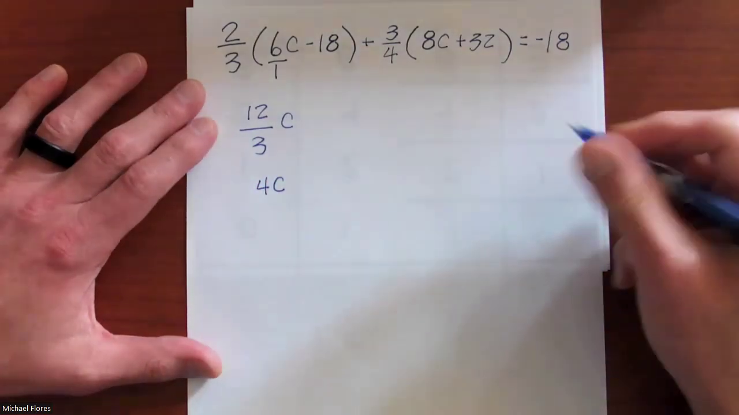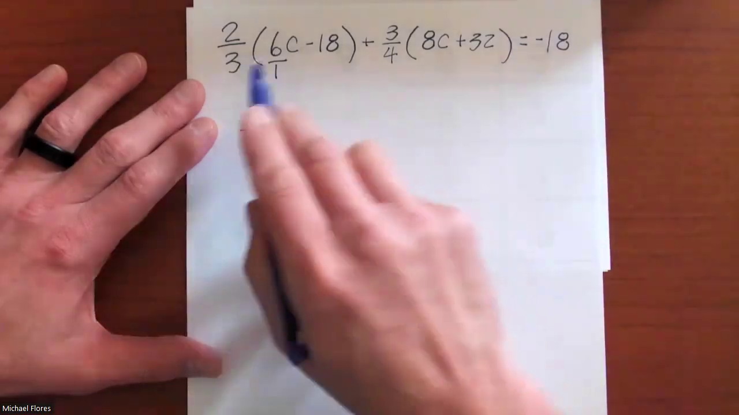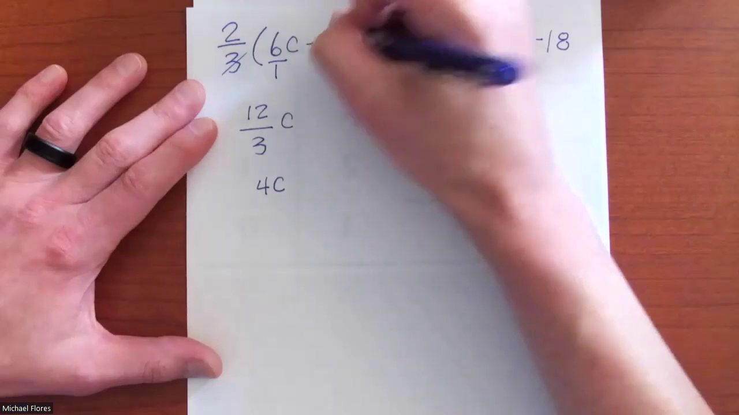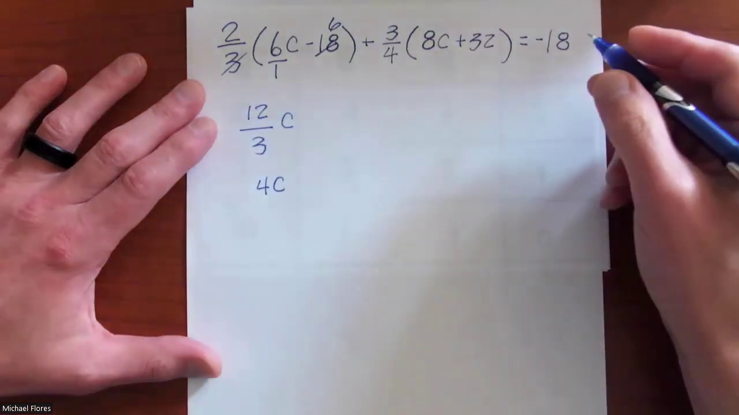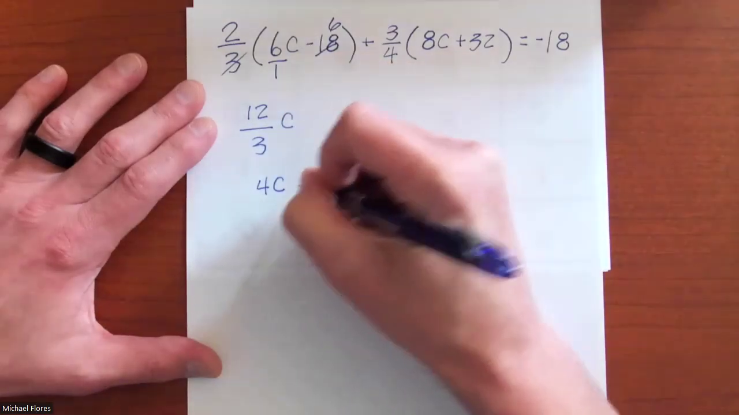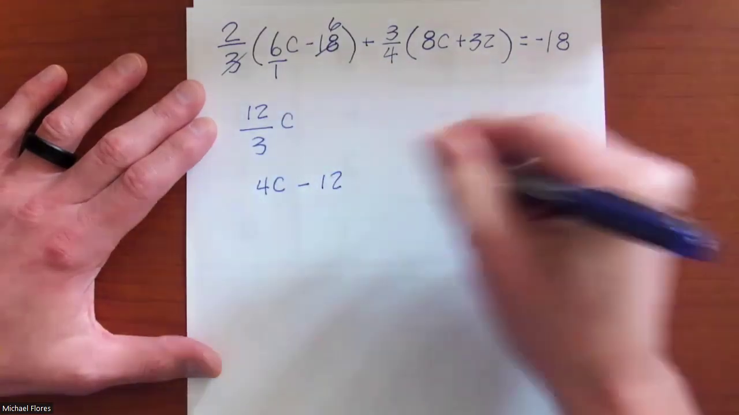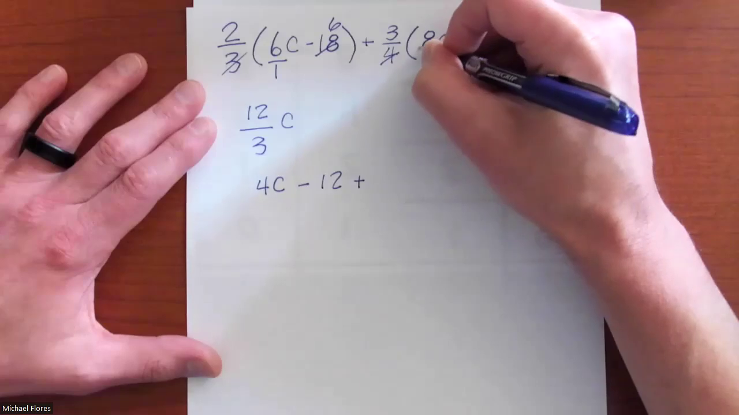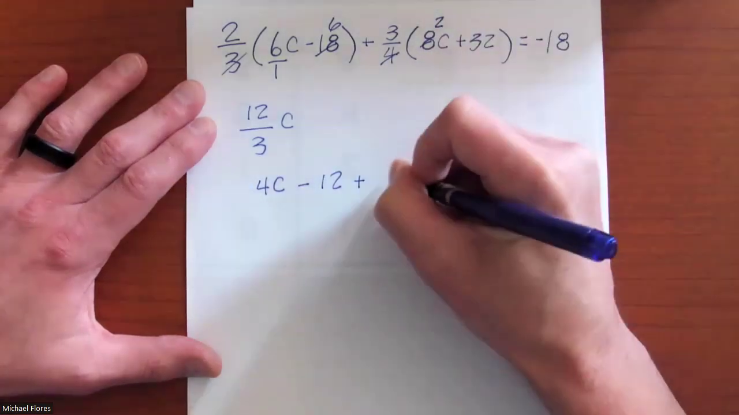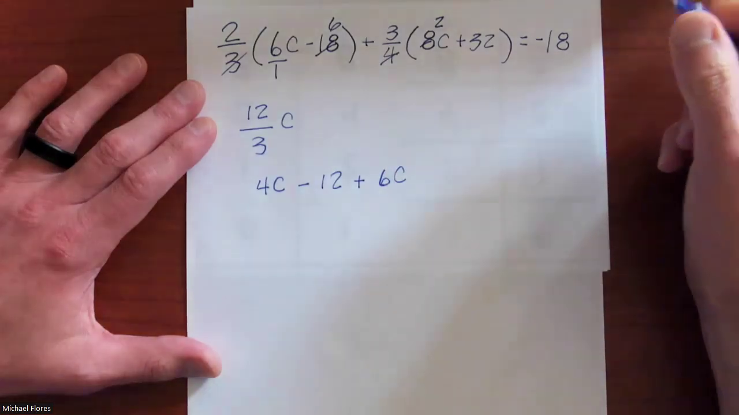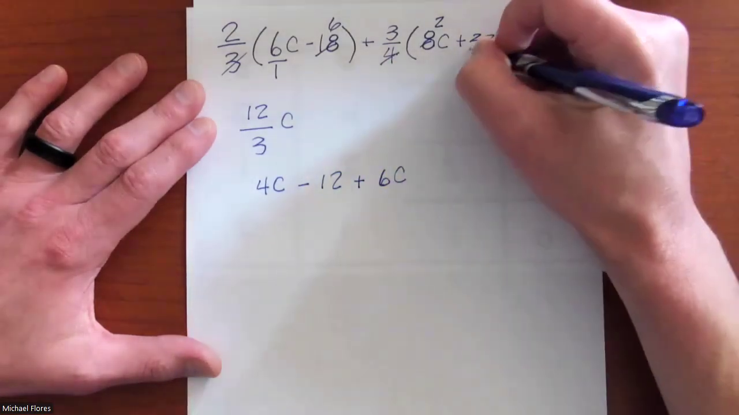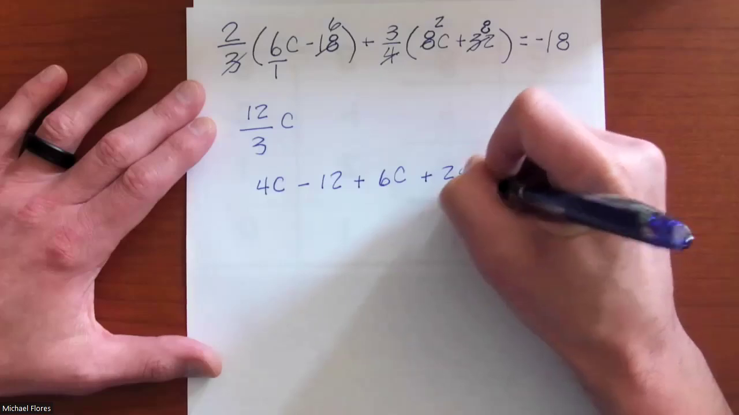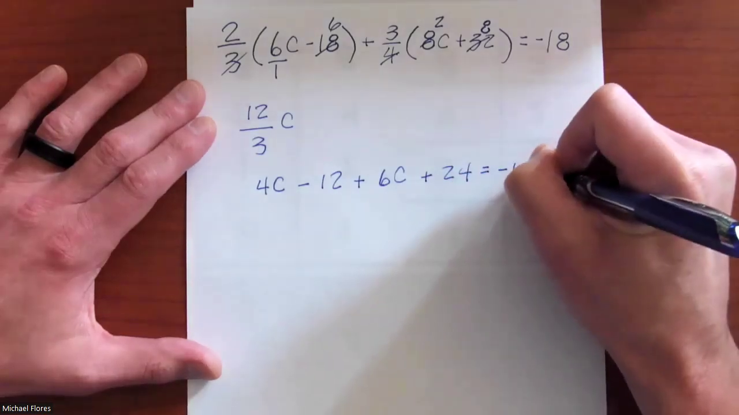See that? Okay. Now that I've shown you how to do that, I'm going to go a little bit faster, okay? I'm going to do some cross canceling. 3 goes into 18 6 times, and 6 times 2 is 12. But don't forget there's a minus there. Plus, now 3 over 4 times 8c. 4 goes into 8 2 times, and 2 times 3 is 6. All right. 4 goes into 32 8 times, and 8 times 3 is 24. Set that equal to negative 18.